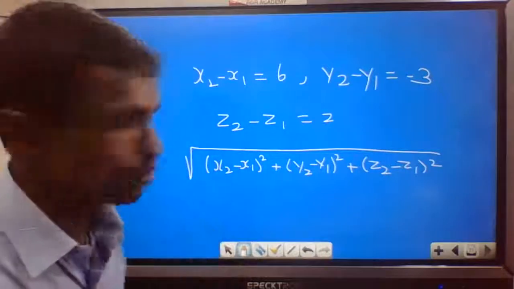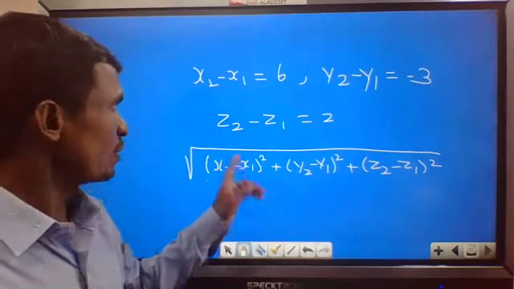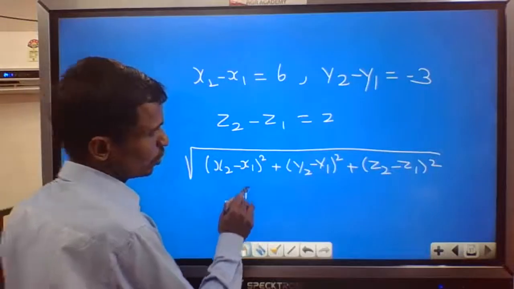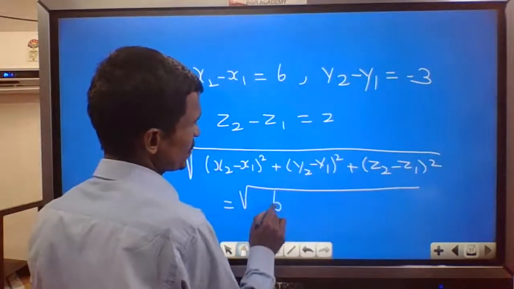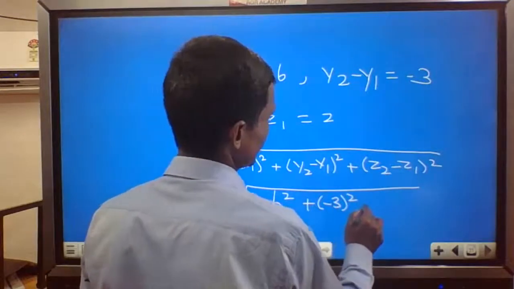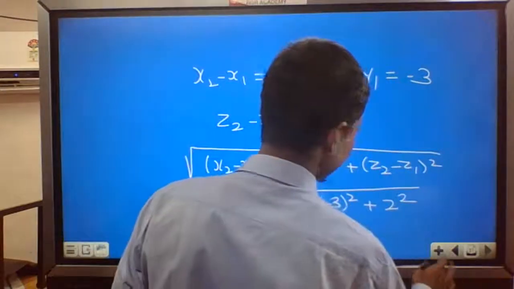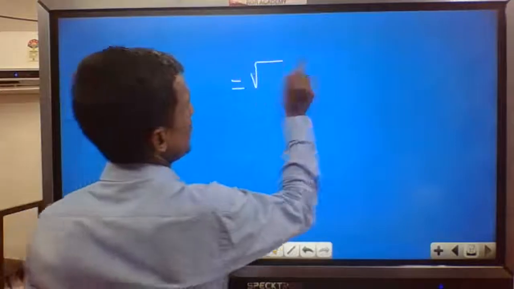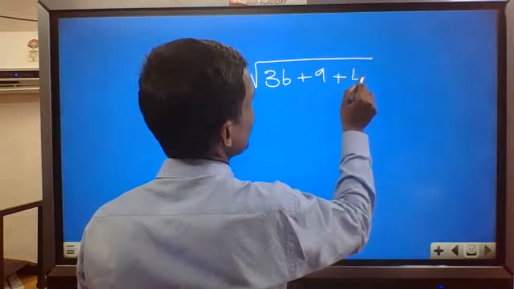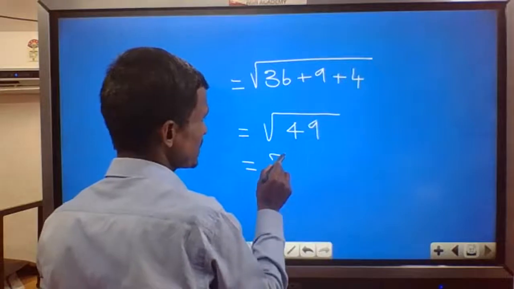What is x2 minus x1? 6. What is y2 minus y1? Minus 3. What is z2 minus z1? 2. So we know that the root of 6 square plus minus 3 whole square plus 2 square. What is the 6 square? 6 square equal to 36 plus 9 plus 4, root of 49, you take outside 7.